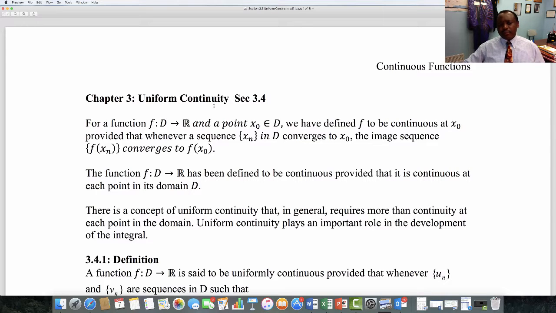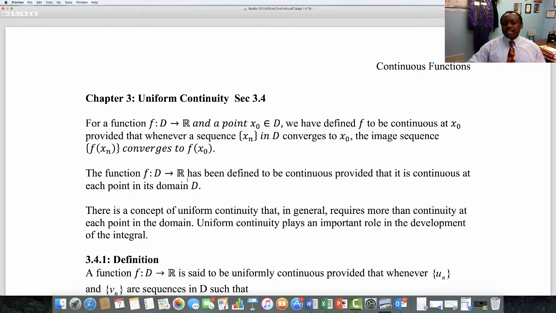For a function f from a domain D to the set of real numbers R, and if x0 is a point in the domain D, we did say that the function f is continuous at the point x0, provided that whenever the sequence xn that is in D converges to the point x0, then the image sequence f of xn converges to f of x0. We did call that the sequential definition of continuity at the point x0. We went further to say that f from D to R is said to be continuous on its domain D if it is continuous at every point in D.